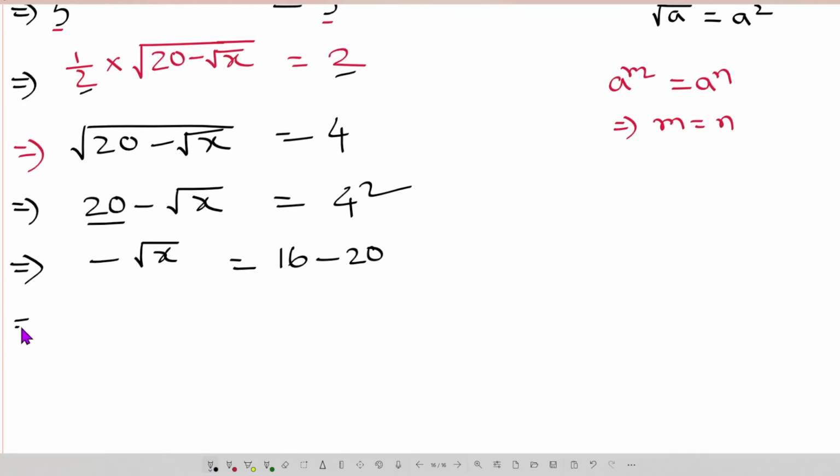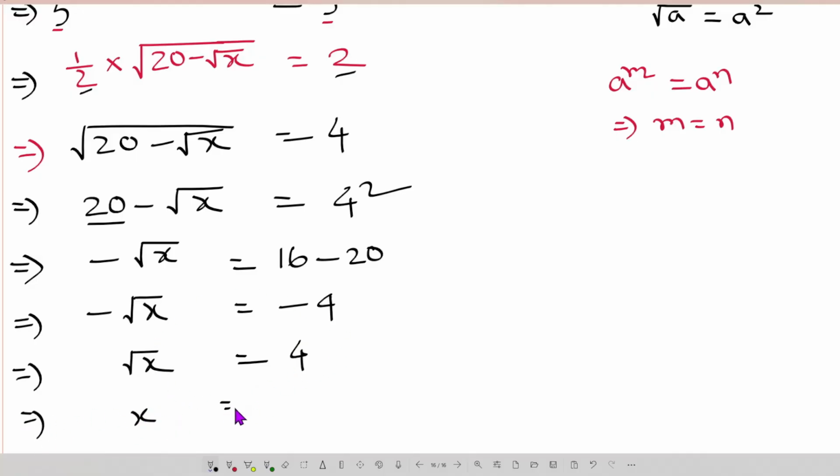Okay, so here is minus root x equals minus 4. So we can multiply both sides by minus 1, so root x equals 4. Now we can again square both sides, so x equals 16. You should make a sub note, like here you can write squaring both sides. Similarly, here also you can write squaring both sides, right?